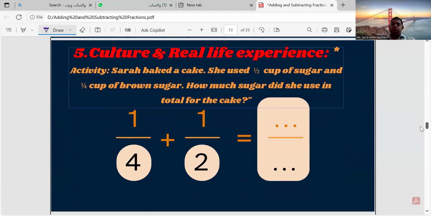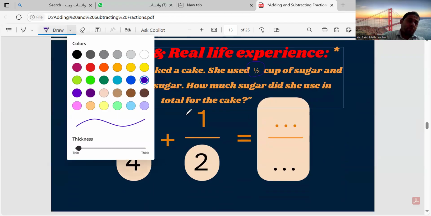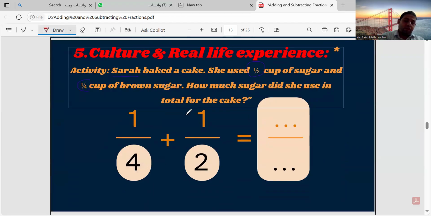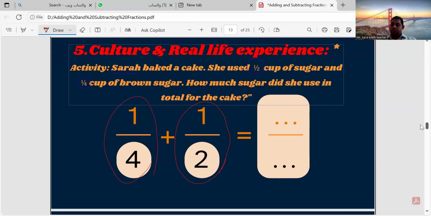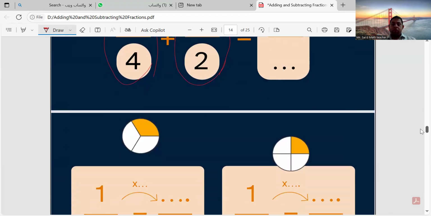Here we have a real life problem. Let's read it. Sarah baked a cake. She used half a cup of sugar and a quarter cup of brown sugar. How much sugar did she use in total for the cake? Okay, now we want to add in this question, because the question asks about the total. So we add a quarter and a half. Quarter and half are unlike fractions. Remember, they don't have the same denominator. So what shall we do?